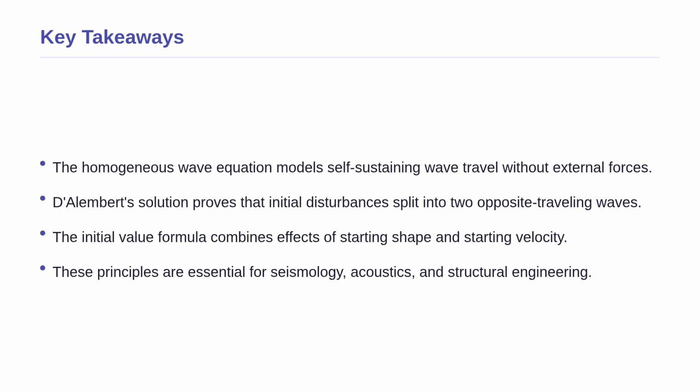First, the homogeneous wave equation describes how disturbances travel through a medium without any ongoing external push. Second, by using D'Alembert's solution, we proved that any initial disturbance naturally splits into two separate waves traveling in opposite directions. Finally, we saw how the initial value formula allows us to predict the exact position of the wave by combining its starting shape and starting velocity.